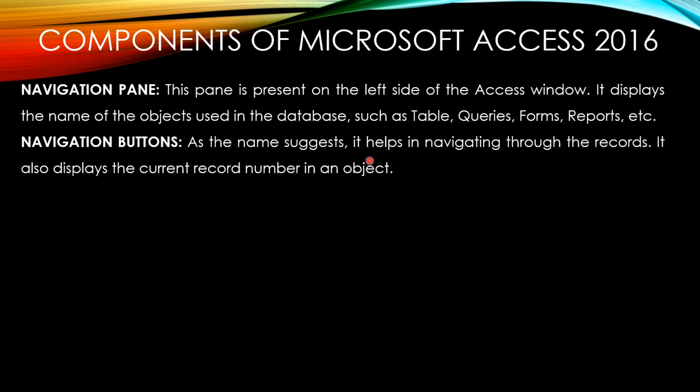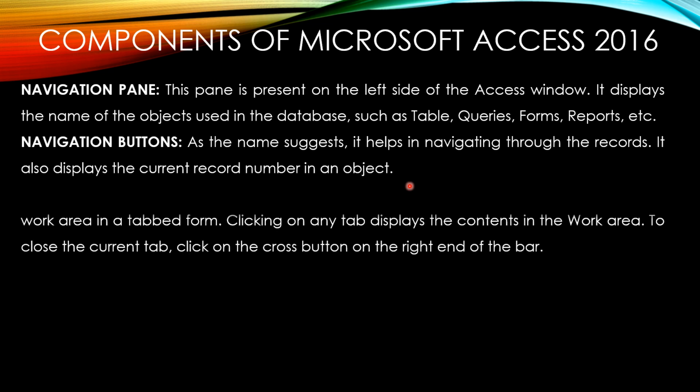Navigation buttons help you in navigating through the records and also display the current record number in an object. So if you want to go from one record to the other, this navigation button will help you do that. You will have an arrow button there at the bottom just above the status bar which you can use to navigate through the records, and you will even see the record numbers which are associated with that particular object.